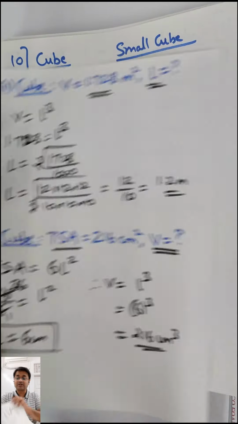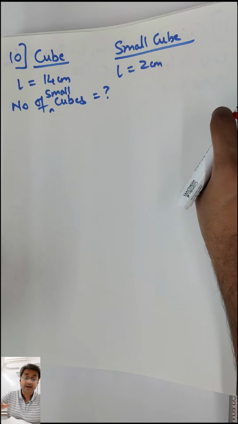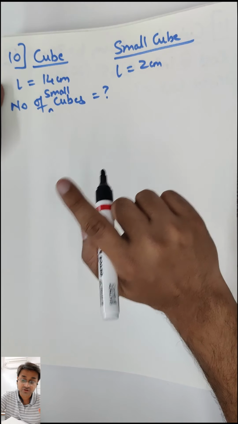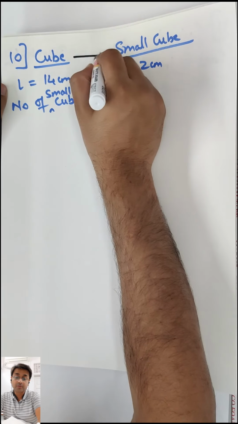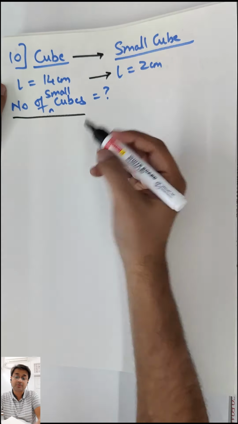Let's move on to the next one, sum number 10. Exactly the same type, nothing new, and I'm 100% sure you can manage it. So pause and try it. A cube is being melted into smaller cubes. 14 has become 2. How many cubes will be formed?